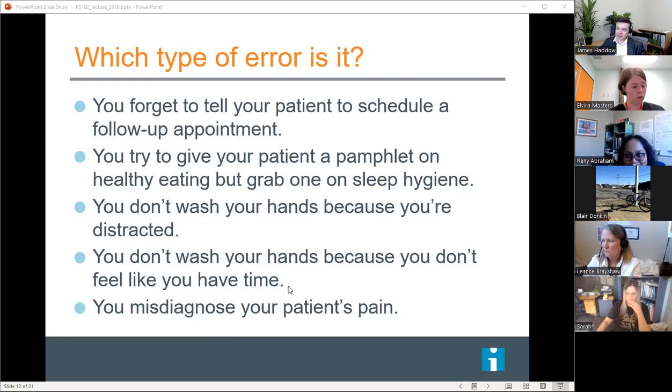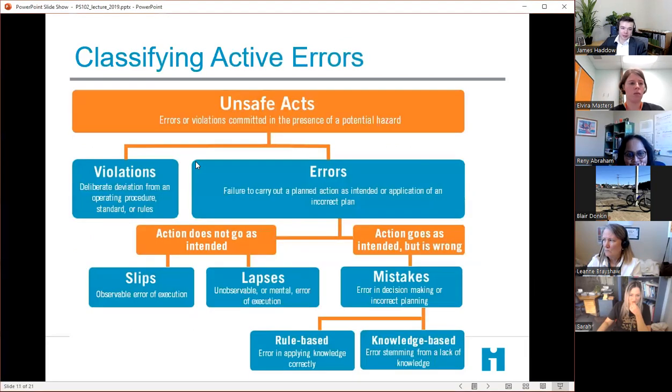Okay, thanks, Rennie. Is it possible to display the types of error once more? Yeah, sure. Sorry. Okay, here we go. So we've got violations, slips, lapses, and mistakes. Okay, so just think of those four: violations, slips, lapses, mistakes.